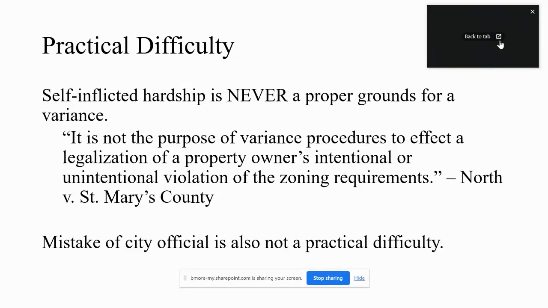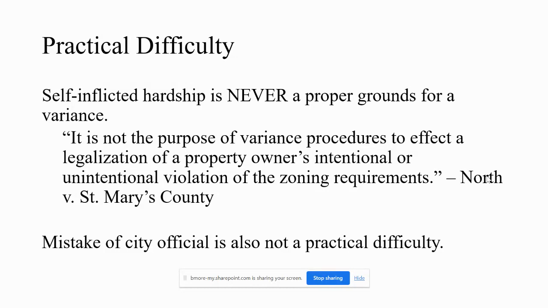Self-inflicted hardship is never a proper grounds for a variance. So if you have made some kind of decision that means that now you need a variance, then the board probably cannot grant it. For example, if you have built an unpermitted addition to your house and the city finds out about it and says, hey, you can't have that without a variance, the fact that you would need to tear down this unpermitted work is not a practical difficulty, and it's also not uniqueness. Also, mistake of a city official is also not a practical difficulty.